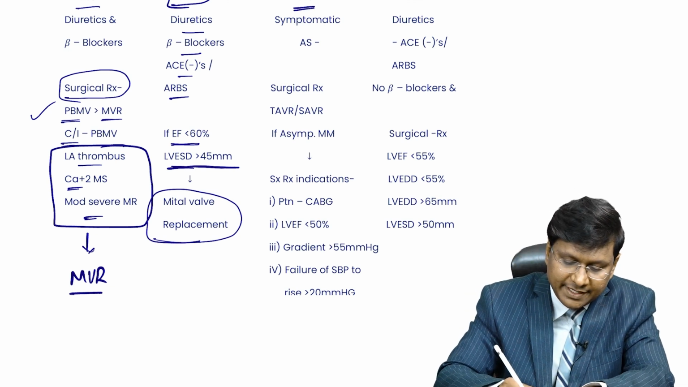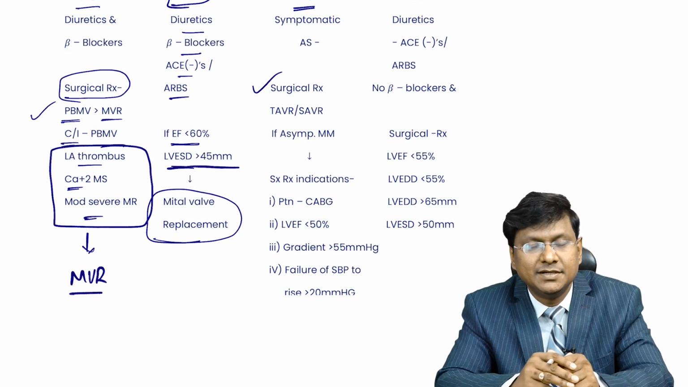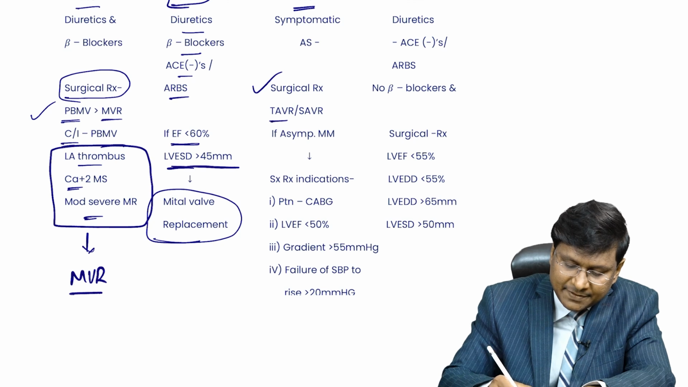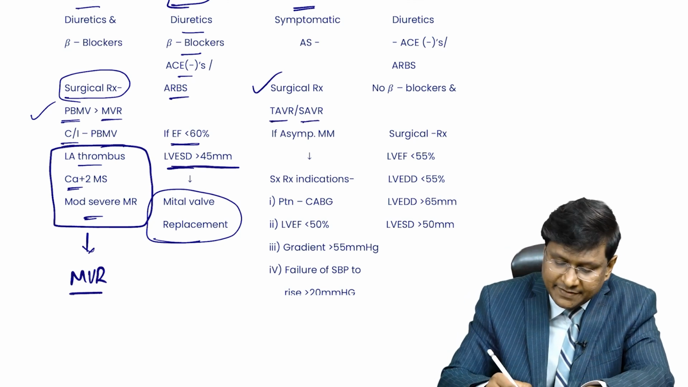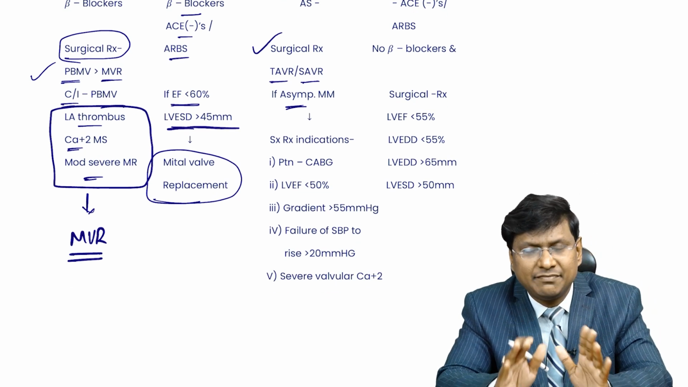Then coming to the AS. In all the patients with symptomatic AS, you need to do surgical treatment. And the surgical treatment will be in the form of transcatheter aortic valve replacement or surgical aortic valve replacement. If the individual is asymptomatic, usually we don't do the valve replacement.